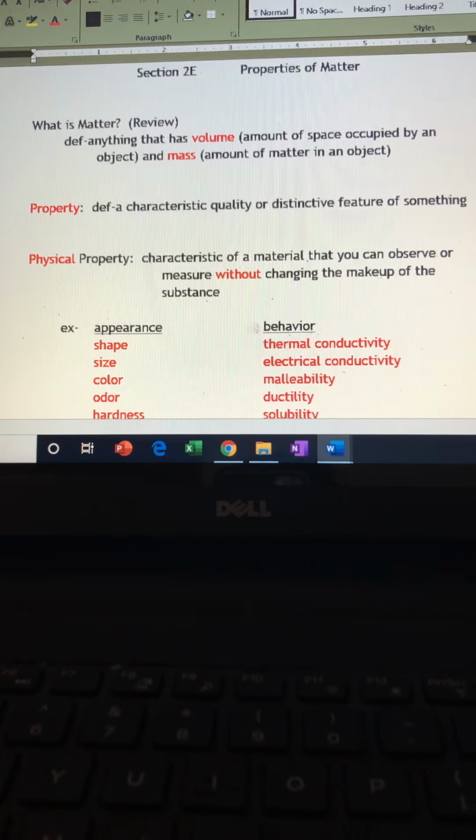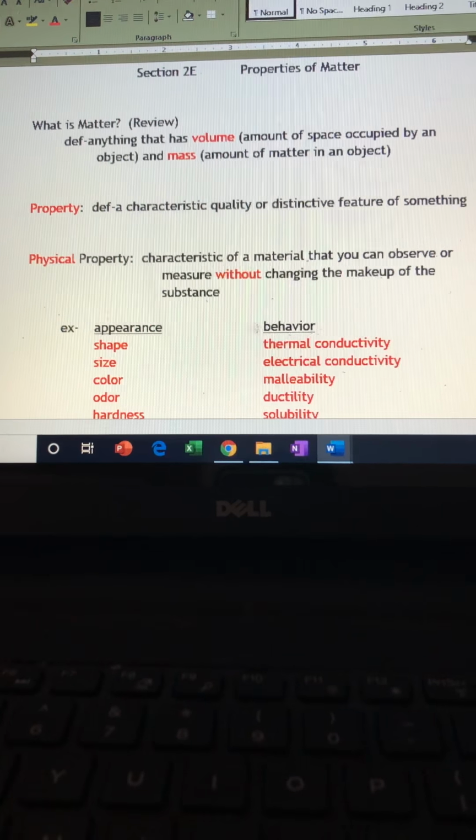Okay? Then the second set of physical properties fall under the category of behavior. There are quite a few of them listed, and some of them you should already be familiar with. There's probably only 2 there that we really have to learn that maybe you've never heard of before in your educational experience. So first of all, thermal conductivity. Thermal conductivity is the ability to conduct heat.